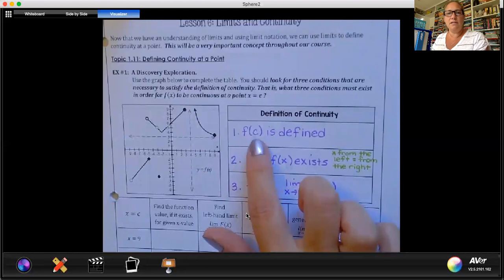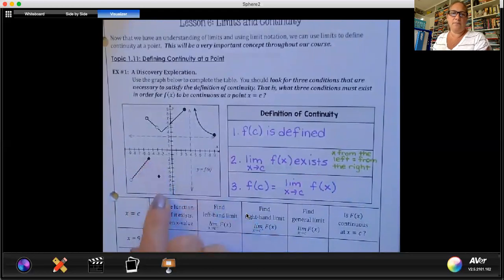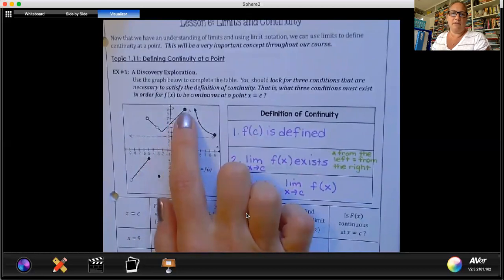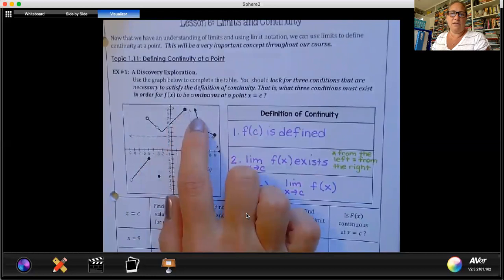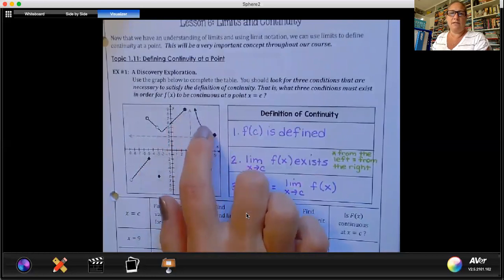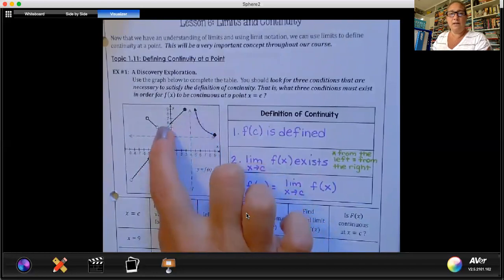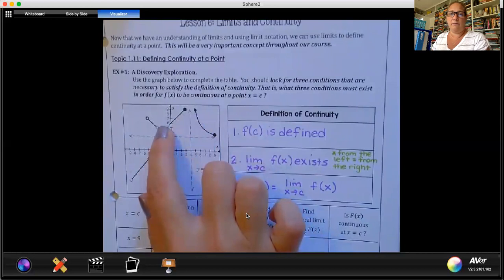So f of c is defined. All of those places are defined because they exist. It is not defined at a hole in the graph.